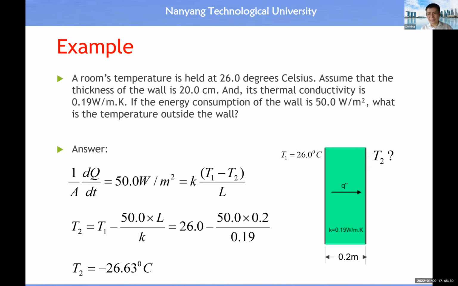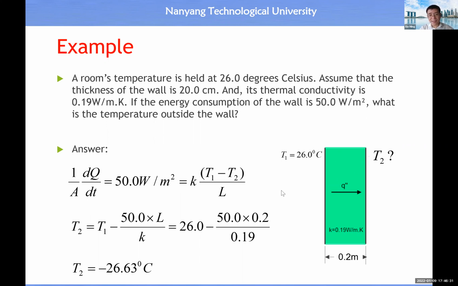And here is another example which asks us to determine the temperature at the outside wall. Let me say this is inside the room, the room temperature is 26 degrees Celsius. Assume that the thickness of the wall is 20 cm, and the thermal conductivity of the wall is 0.19 watt per meter Kelvin. The energy consumption of the wall, meaning the flow rate of heat which will pass through the wall, is 50 watt per meter square. Then what is the temperature outside the wall? Outside should be at the lower temperature, so we have a T1 minus T2, right?